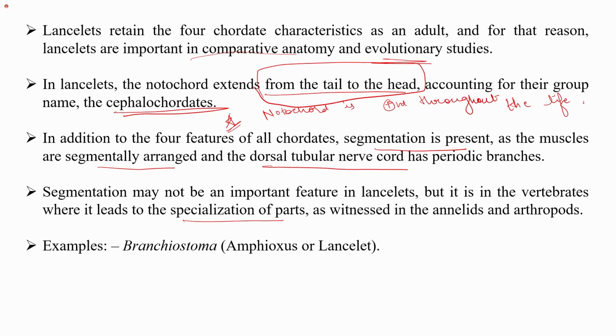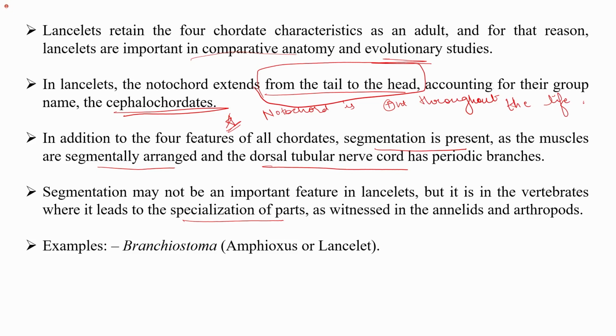The presence of notochord, presence of pharyngeal gill slits, presence of post-anal tail, and the presence of dorsal tubular nerve cord are the four features, right? So along with this, the other thing is that the segmentation is present. The muscles are segmentally arranged, and the dorsal tubular nerve cord has periodic branches.